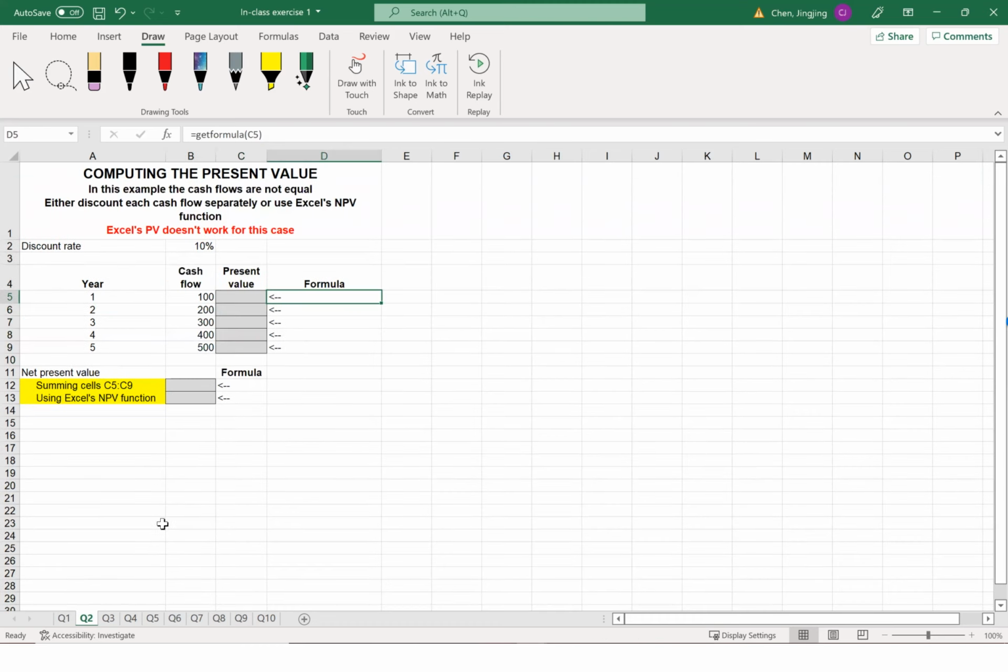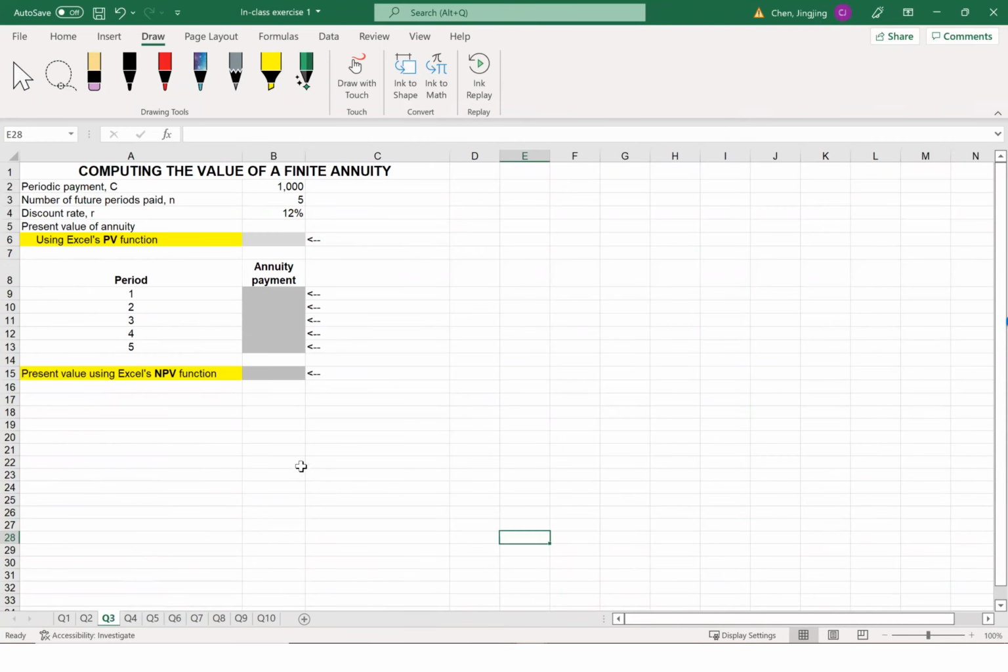So for question 2, we're still using the present value idea here, but we're actually using the NPV function in Excel to calculate the present value. And remember that there's a difference between the real NPV and Excel's NPV function. Excel's NPV function does not include the initial cost. So you actually need to subtract the initial cost after you have used the NPV function.